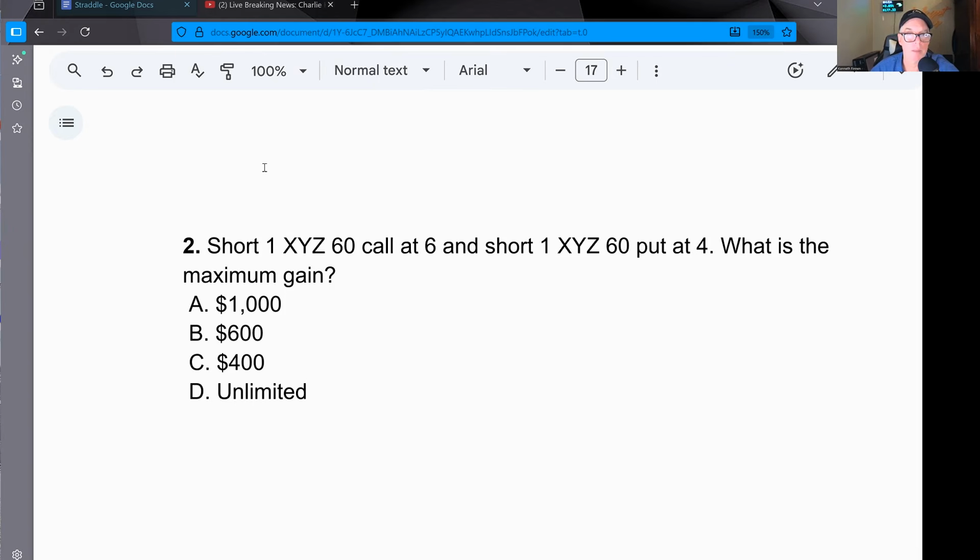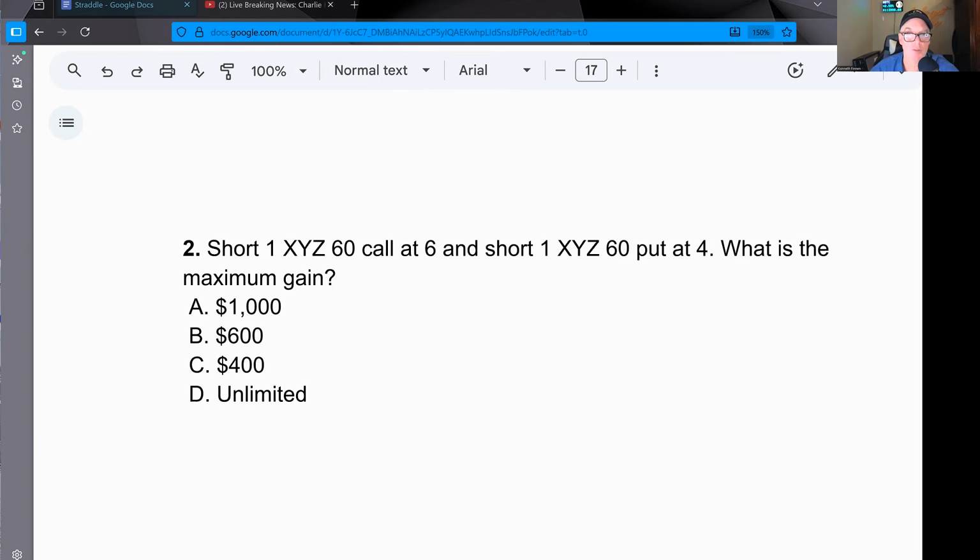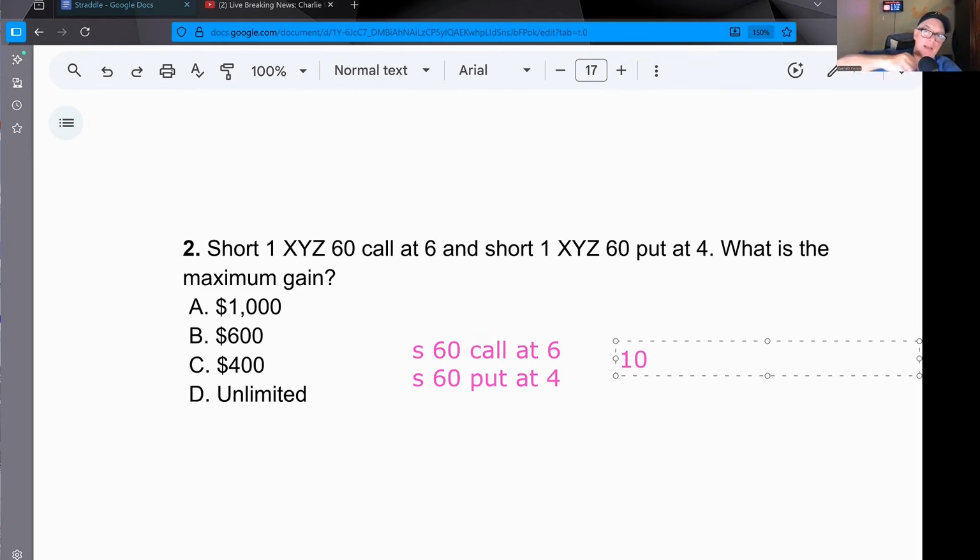Okay. So there's a short straddle. How do I know? Because I'm selling, writing them out. Sell a 60 call at 6. Sell a 60 put at 4. What do I do? First thing is add them up. That's a 10. That's a big 10 bag. Then I add to the call: 70.